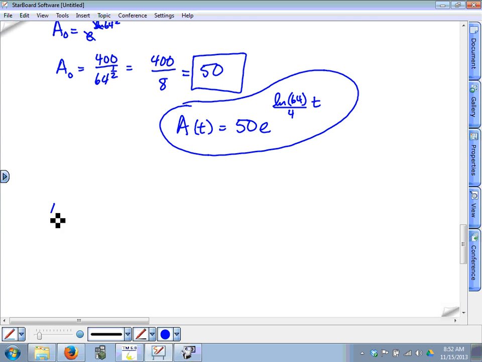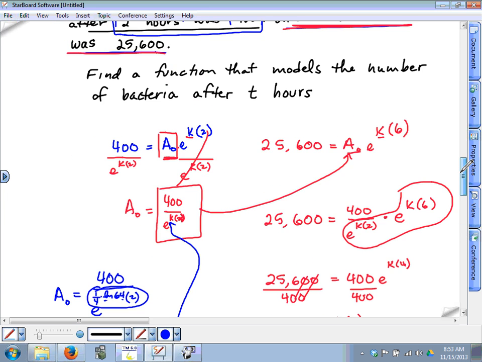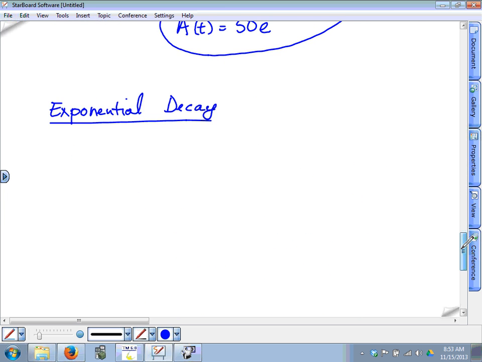Anyway, let's keep going. Let's do exponential. Exponential decay. This is going to primarily deal with radioactive substances and isotopes. So, example 3.